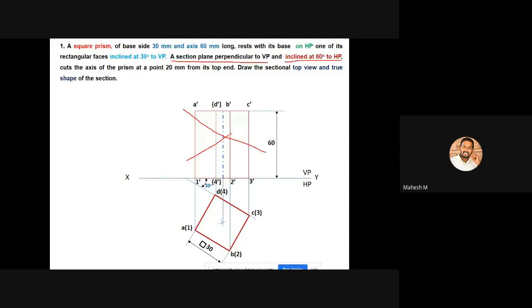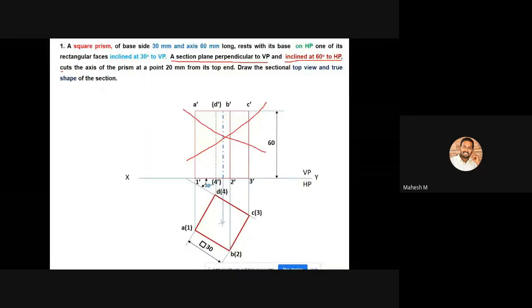So please note: inclined at 60 degree to HP, cut the axis of the prism at a point 20 mm from its top end.